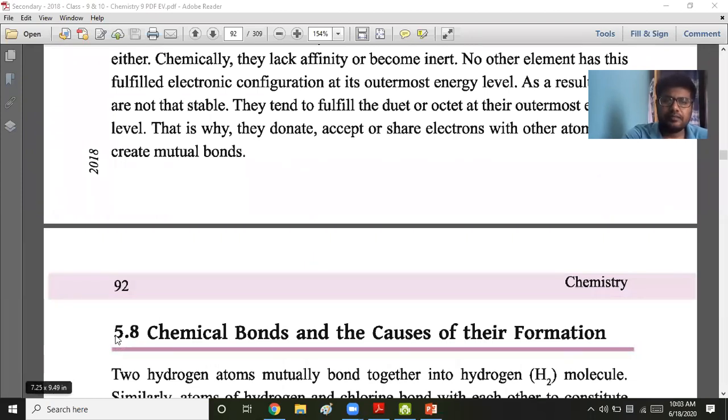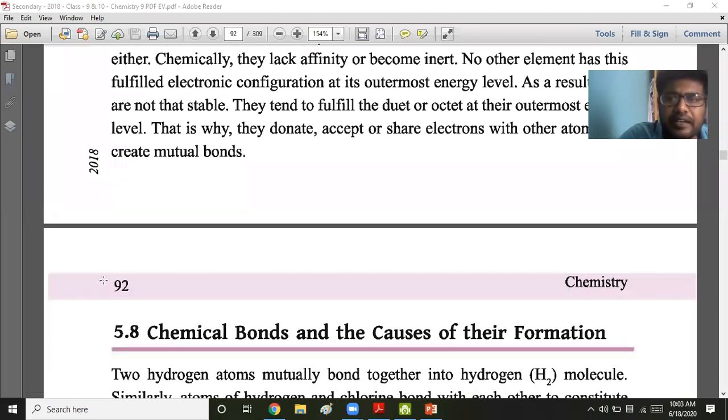Sir, we can't see anything. We can't hear you, sir. You can't see my book? We can see the book, but some sounds are coming. No sounds problem. Okay, okay.